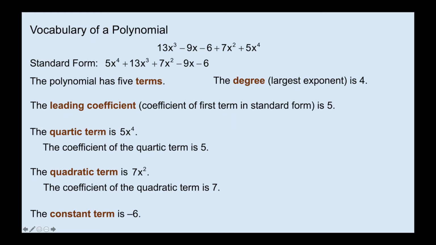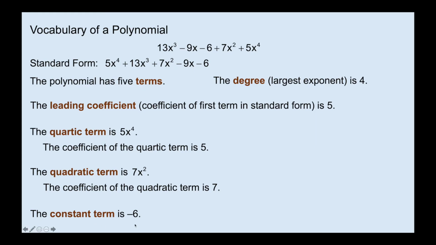Now when we talk about the term, we don't just talk about the number that's in front or the variable with its power. It's the entire term. So the quartic term in this case is going to be 5x to the fourth. Now if you're specifically asked to find the coefficient of the quartic term, then they're only talking about the number that's in front of the variable here. So that would be 5. Then if I ask for the quadratic term, this is going to be 7x squared. That's the degree of 2. And then again, if I ask for the coefficient of that, that's just the number in front. So in that case, it would be 7.